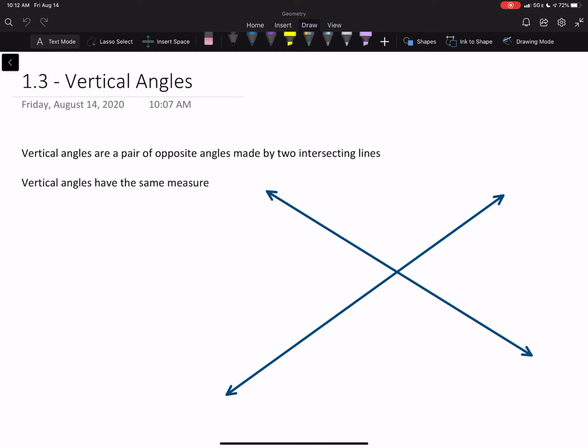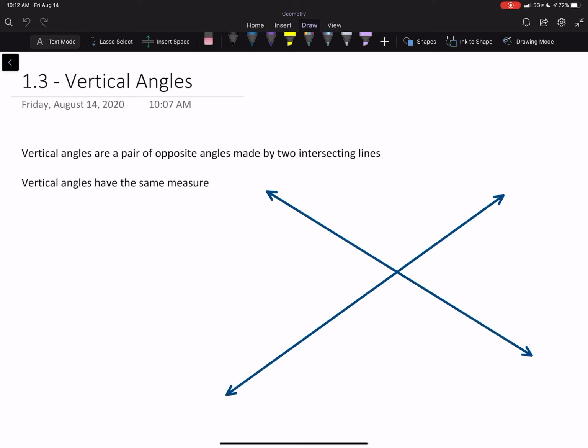Welcome to 1.3 vertical angles. In today's lesson, we're going to be talking about a pair of angles that are referred to as vertical angles. And as you can see here, vertical angles are a pair of opposite angles made by two intersecting lines.